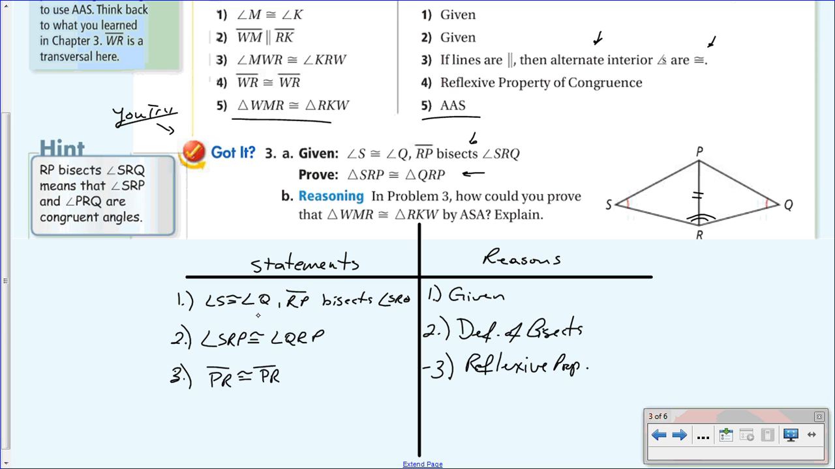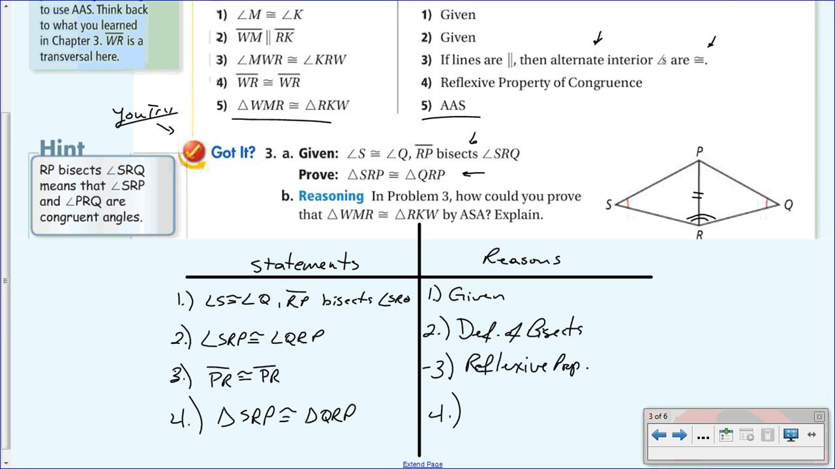All right. So now we have two angles and a non-included side, all proved congruent. So now we can end this proof. We can say triangle SRP is congruent to triangle QRP.